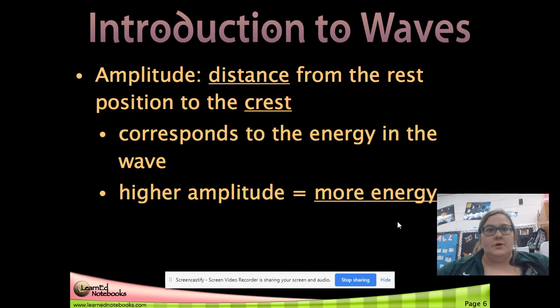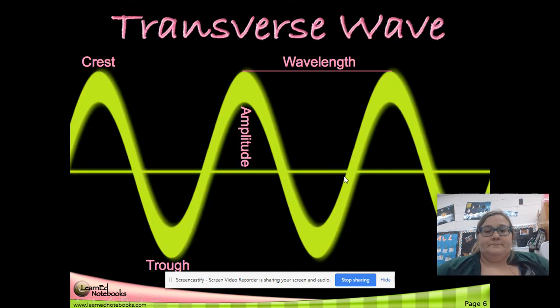Bigger, higher amplitude, more energy. Think about waves in the ocean. If they're bigger, they're carrying more energy into the coastline. Okay. Waves in the ocean are transverse waves. They're going up and down. If the ocean could ever stop moving, it would be a line of rest, and then the waves are going above it and below it. You don't see the below. So you can see crest, trough, amplitude, line of rest to the crest. Wavelength is from crest to crest or trough to trough.